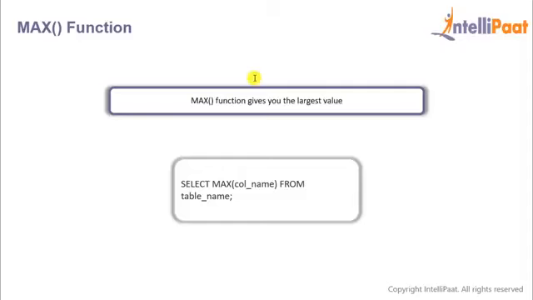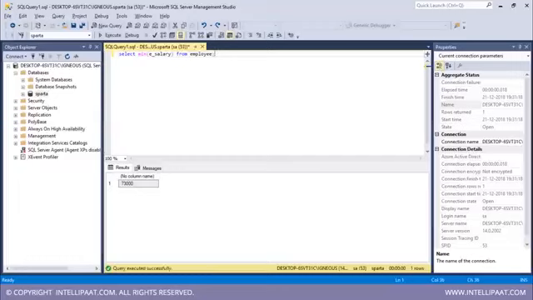Then we have the max function. The max function gives the largest value in a column. Here again we give the select keyword, following which we give the max function, and inside the function we specify the name of the column from which we're supposed to get the maximum value. Now I'd want to extract the maximum age and maximum salary from this table. So this would be the command for that.